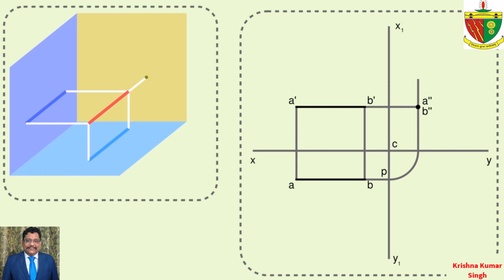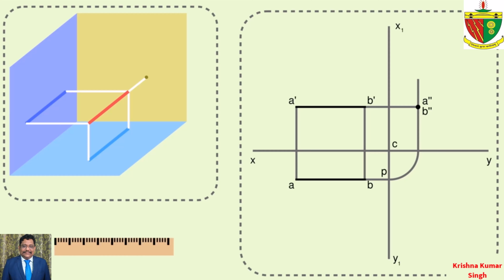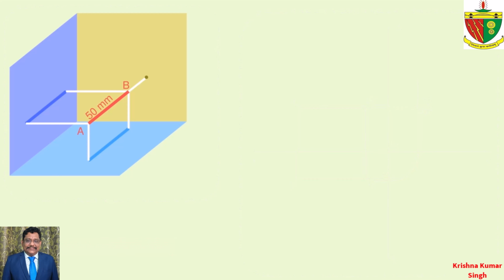We have now seen a procedure to draw projections of a line parallel to both planes. Now let us take measurements and do a real problem. A 50 mm long line AB is parallel to both HP and VP. The line is 25 mm in front of VP and 60 mm above HP. Draw the projection of the lines.